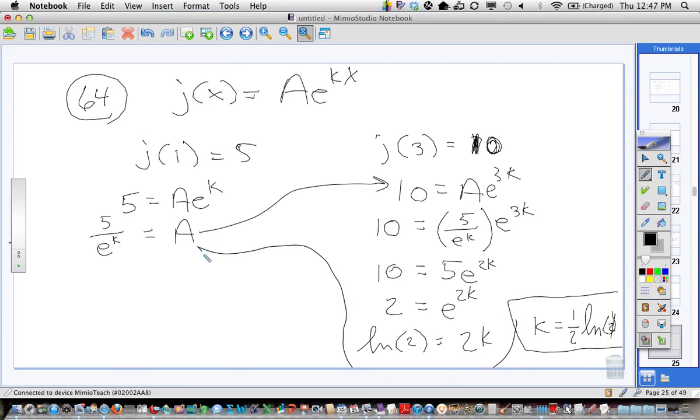Put it back into this one. So we get a equals 5 over e to the 1/2 ln2. And for right now, that's good enough.